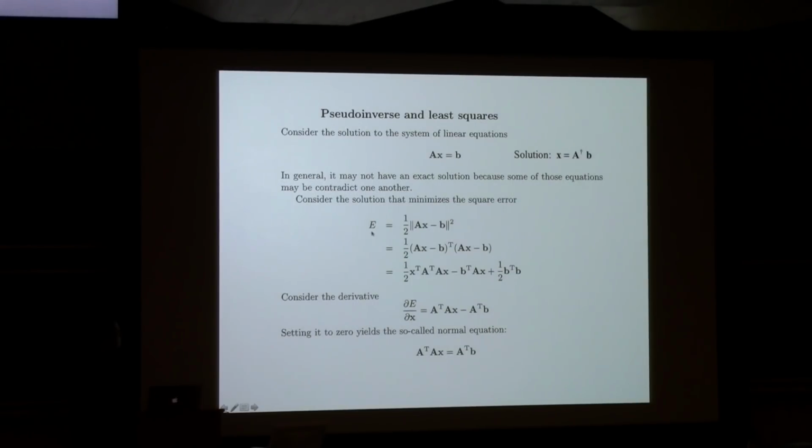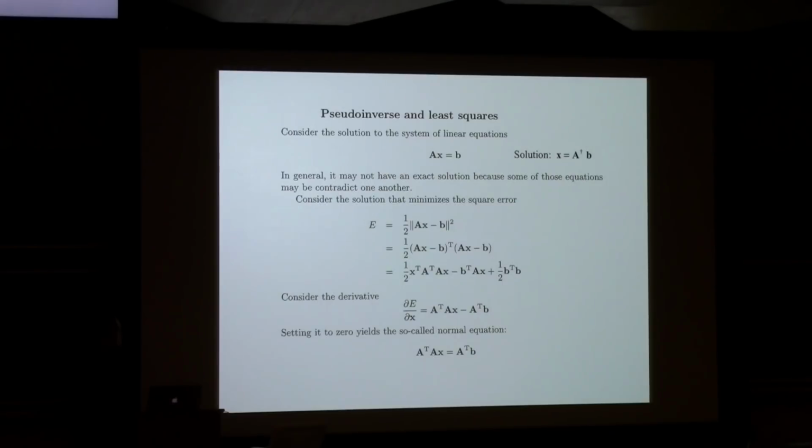If you minimize the square error between the left-hand side and right-hand side, you multiply them out, take the derivative, and set it to zero, that's a necessary condition for the solution. Then you get the normal equation, that's the normal equation method. When A transpose times A is invertible, you can just multiply by this inverse on both sides and you get this solution. But if this matrix is not invertible, it's more complicated.